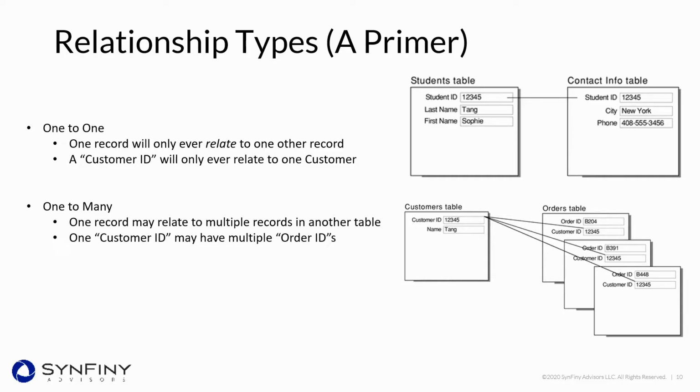One student, Sophie Tang, has a unique student identification number, and that unique student ID number can be used, and you'll see here it's all over the slides, to reference back to this one specific table, Sophie Tang's table, every time. And in a one-to-one relationship, that ID number will only ever link to one other entity on one other table. And so for here, we have Sophie's contact information, for example.